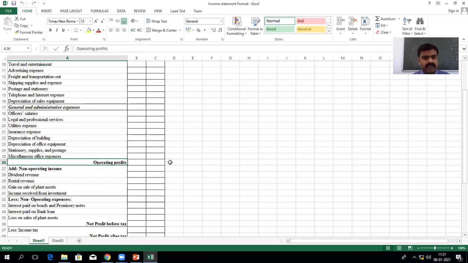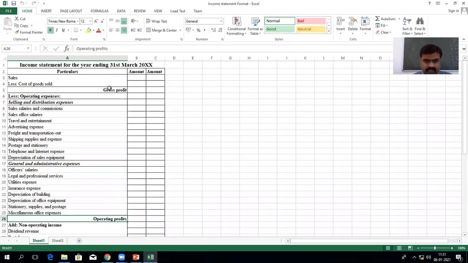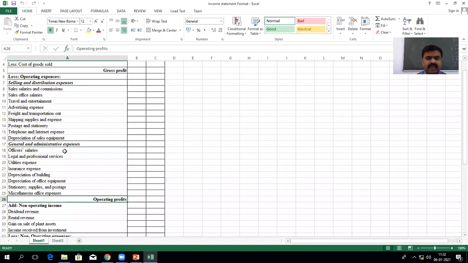And then when I calculate gross profit and minus all this, the operating expenses, that is your selling and distribution expenses and general expenses, what do I get? I will get operating profit.